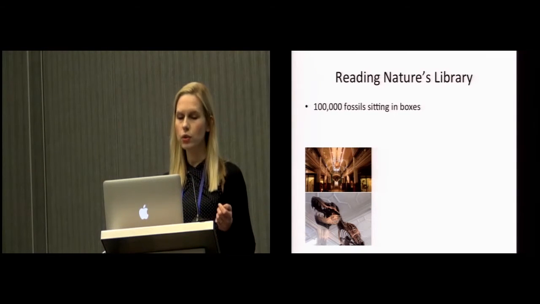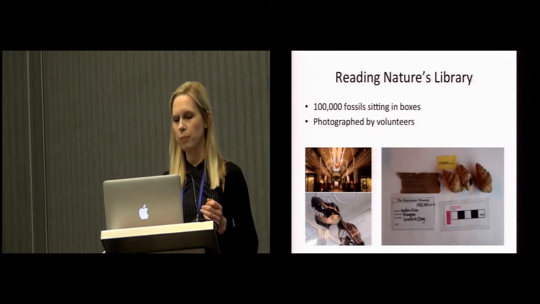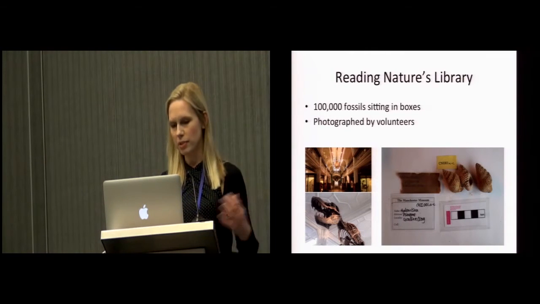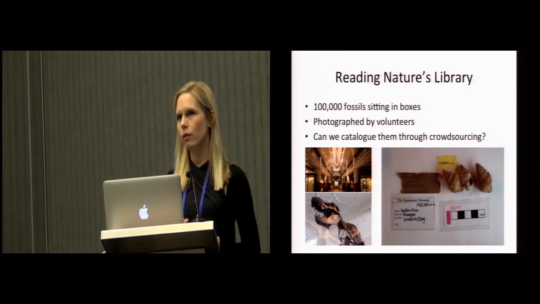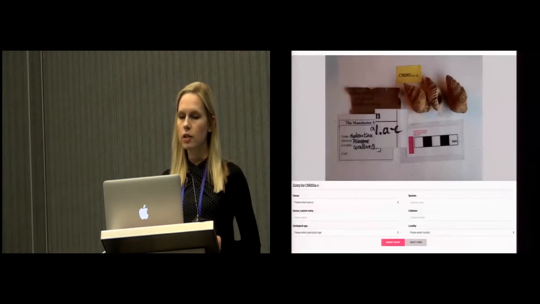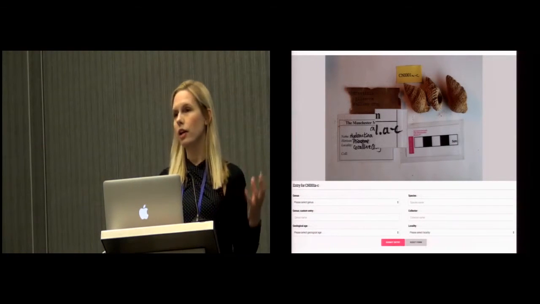So to try to rectify this situation, Manchester Museum have been photographing the fossils. So you can see here the fossils with the label next to them, which describes various things about the fossil, such as where it comes from, who collected it, where it was found, what type it is, and so on. And they came to us and said, well, do you think we could catalogue these through crowdsourcing? So we put together an application, which you can see here. You've got the photograph of the fossil, and underneath you've got a web form where you fill in the information that you can see on the label.